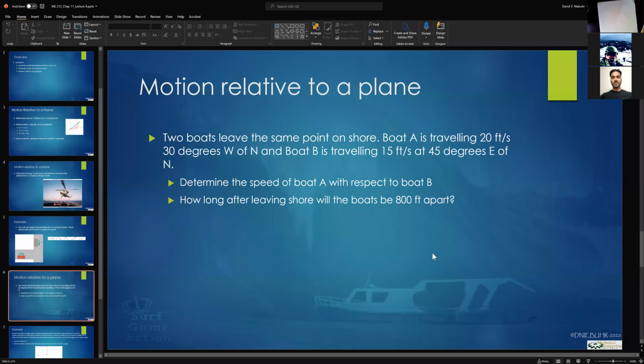All right, so in this example, we have two boats that leave at the same point on shore. Boat A is traveling 20 feet per second, 30 degrees west of north, and boat B is traveling 15 feet per second at 45 degrees east of north. So what exactly does that mean? We'll sketch it out, and if you can see my screen, I've kind of already done it. We want to determine the speed of boat A with respect to boat B. So we're trying to find VA relative to B. And we want to know how long after leaving shore from the same point the boats will be 800 feet apart.